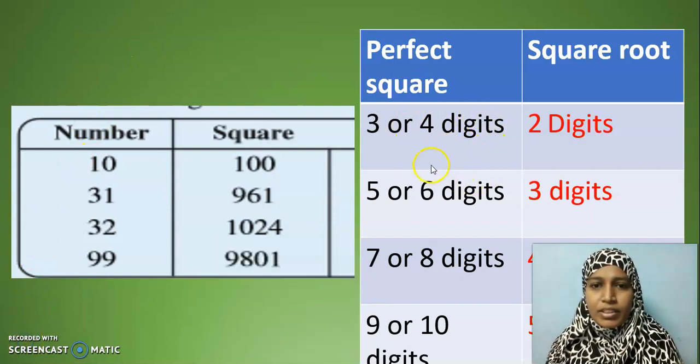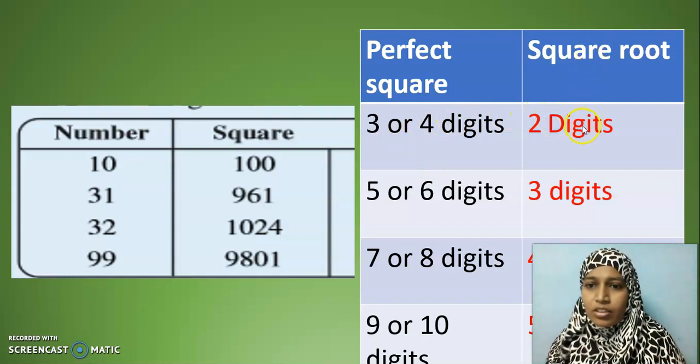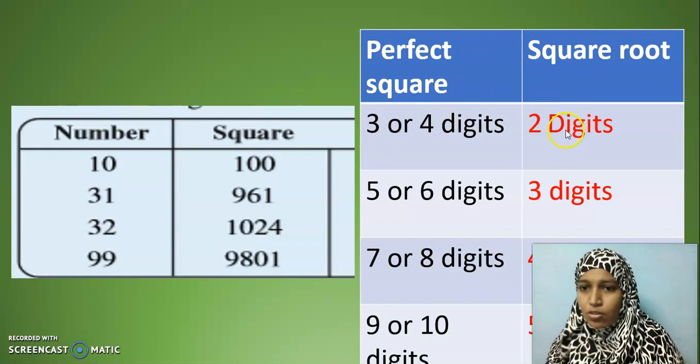With these examples, now we are going to generalize how many digits there are in the square root of a perfect square number. If it is 3 digits, the root has 2. If it is 4 digits, it is also a 2-digit number. Half of the number of digits. But for 3, I add 1 and then take half. For 5, 5 plus 1, then half of it. Then for 6, half of it.